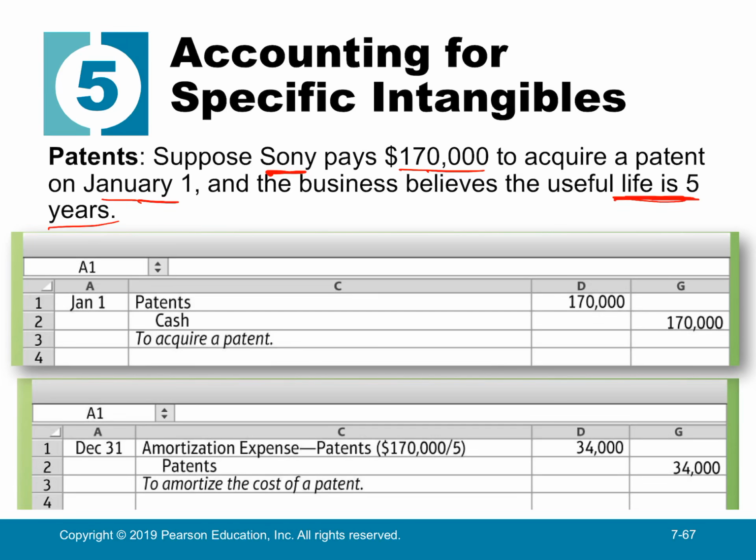So what do we do here? When they bought the patent, they debited patent for 170,000 and credited cash. That was buying the patent, right? Asset, asset. Just switching one asset for another. At the end of the year, we're going to do an amortization expense. And again, here we don't do accumulated amortization like we did in depreciation, right? We're just going to directly hit the asset. So we're debiting amortization expense, 170,000 divided by our 5-year useful life, $34,000 per year, and then writing down patents directly by 34,000.